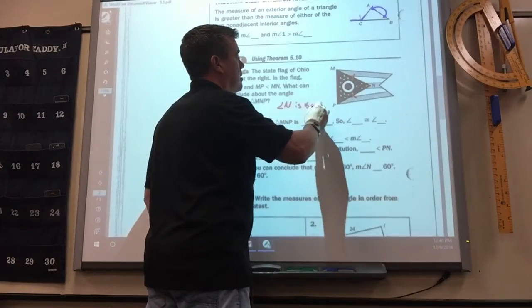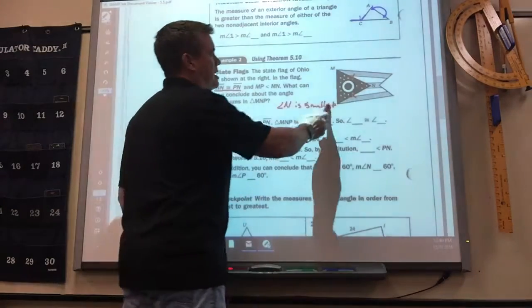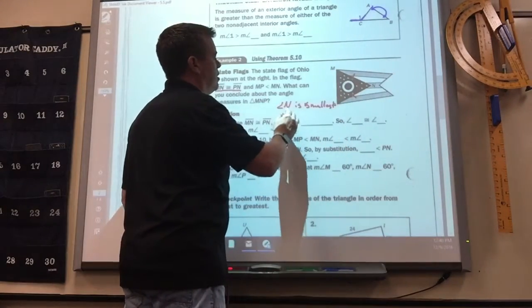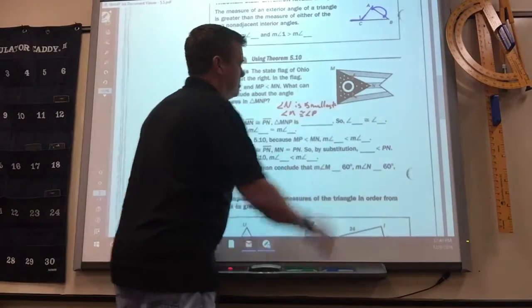Then are those the same? Yes, because it's an isosceles. It's isosceles, so then you'd say M and P are congruent. Angle M is congruent to angle P.